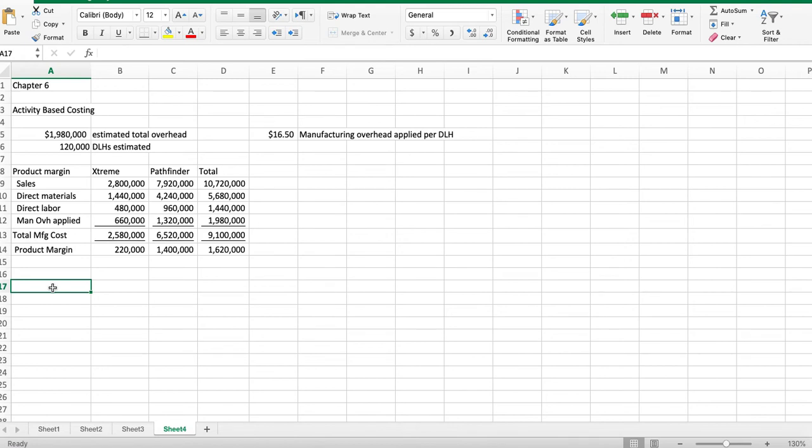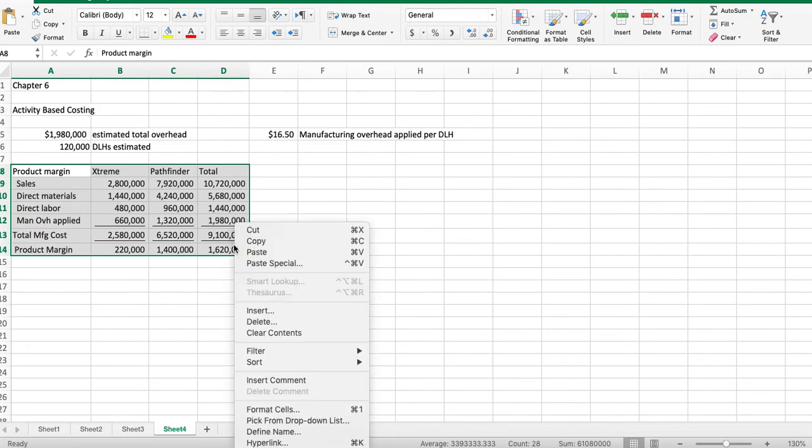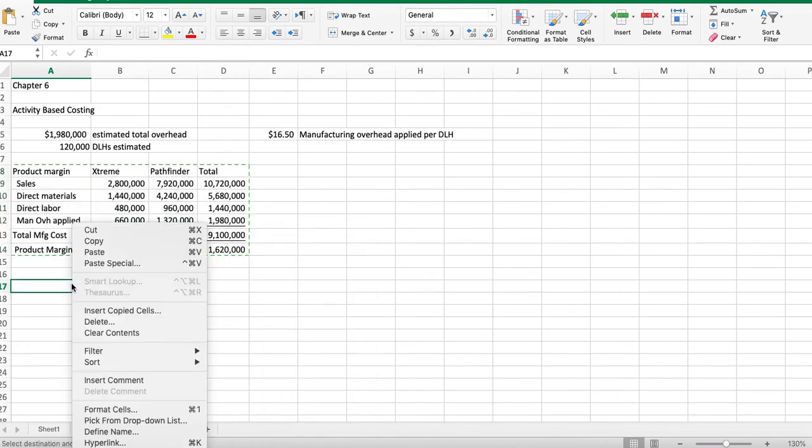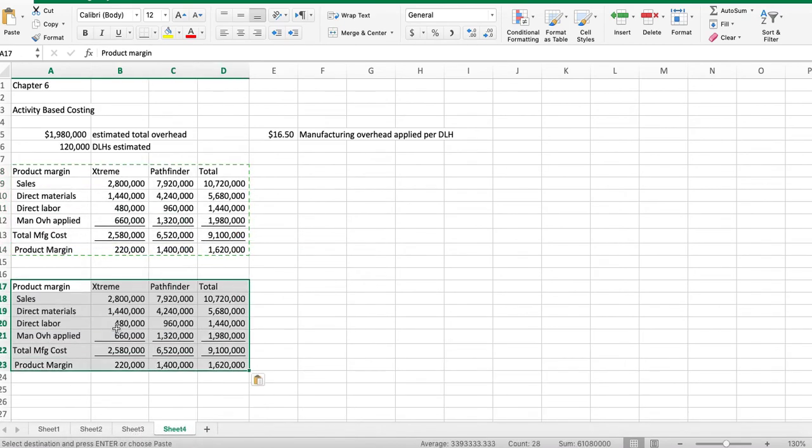Okay, so they're considering replacing their traditional costing system with an activity-based costing system that would assign manufacturing overhead to the following 4 activity cost pools. Now it asks us to do the same thing and apply our manufacturing overhead, but this time we're going to apply it based on activity-based costing.